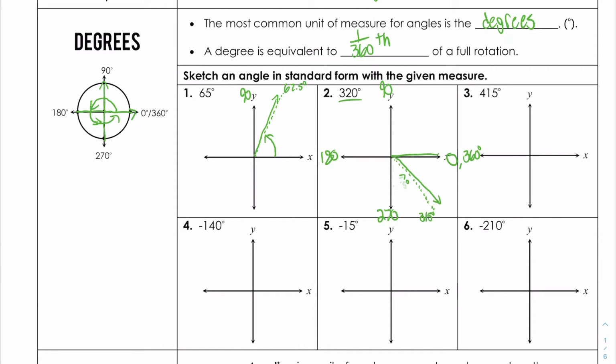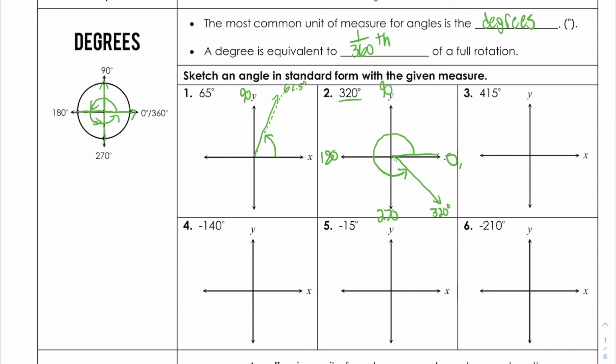And then we can erase our guiding marks. So going from the x-axis around 3 quadrants and then a little bit past halfway into the 4th quadrant is going to be 320 degrees.